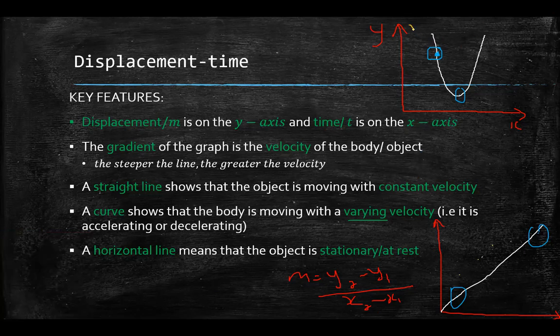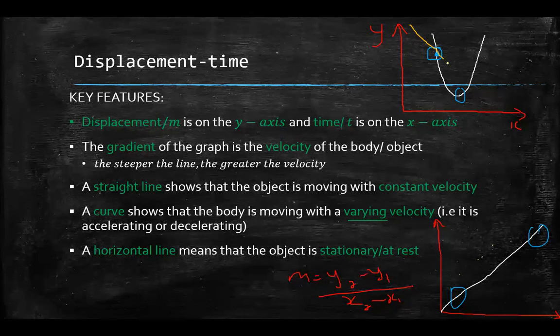So I use a tangent. A tangent, we know, only touches the curve once. If I want to find the gradient at this point, all I have to do is find the gradient of this tangent. Do you understand that? Yes, miss.